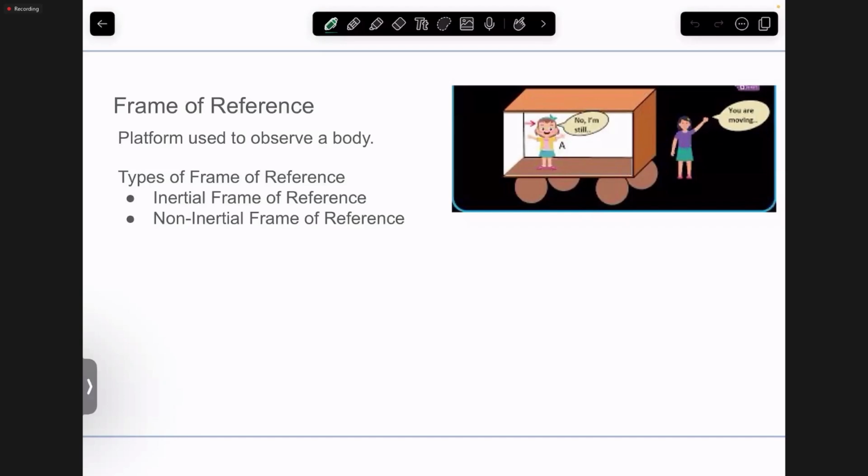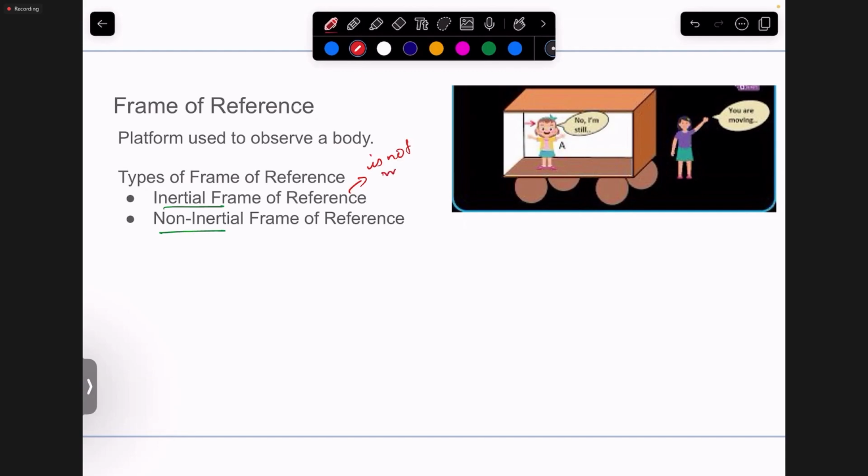There are two types of frames of reference. One is inertial frame of reference, and another one is non-inertial frame of reference. So, what is the difference between inertial and non-inertial? Inertial frame of reference is where the frame of reference is not moving. Not moving means there is no displacement, so there is no velocity, there is no acceleration.